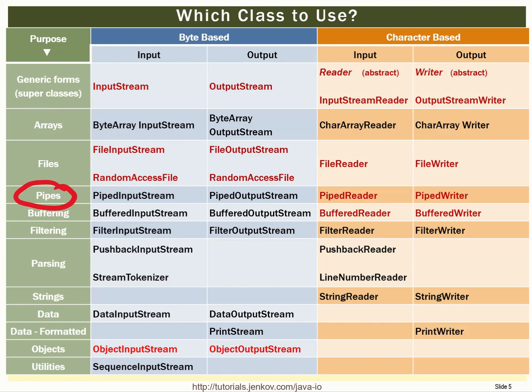Pipes will send data from one process to another. You can also look at things like strings. You can do parsing with the library. You can filter with the library. You can write out objects with the library.